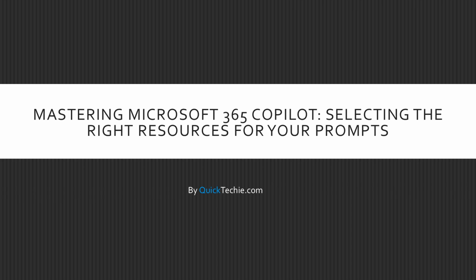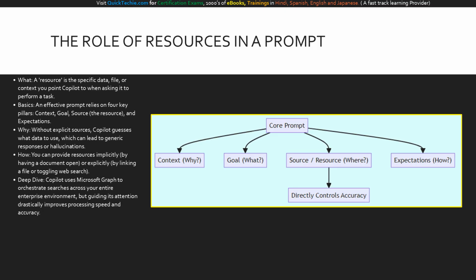Let's get started. To kick things off, let's define what a resource actually is in the world of Copilot. Whenever you ask AI to do something, you are giving it a prompt. But a prompt isn't just a question. A truly effective prompt is built on 4 pillars: context, goal, expectations, and, most importantly for us today, the source. The source is the specific resource, a file, an email, or a web search that you want the AI to read.